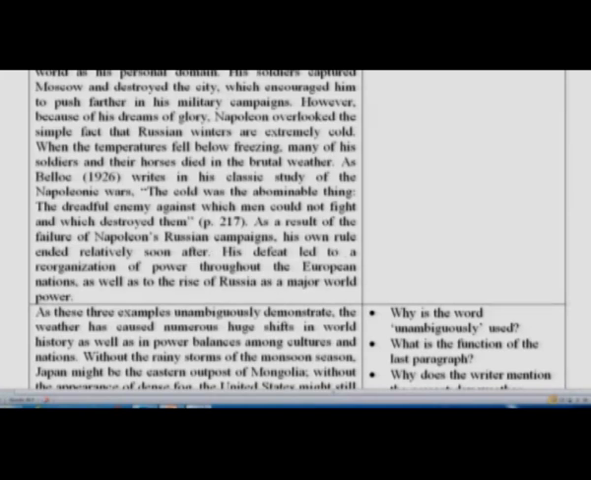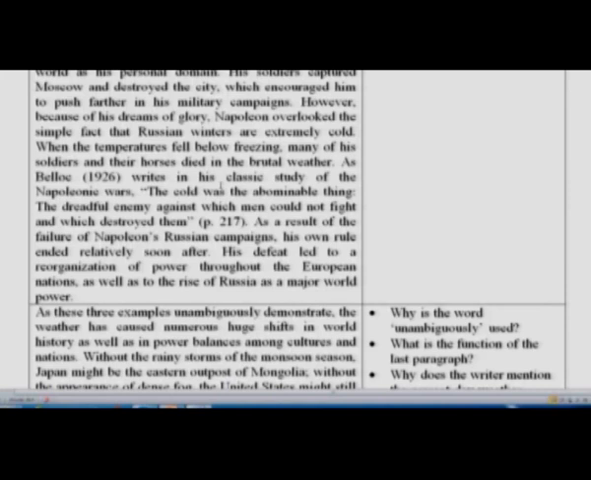His defeat led to a reorganization of power throughout the European nations, as well as to the rise of Russia as a major world power. So, what is the main idea here? This gives another example. Now, Napoleon, this is from Europe. So, examples are again related to the main idea.